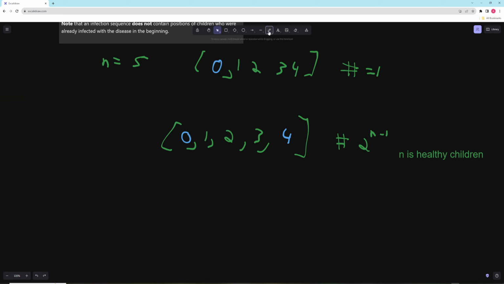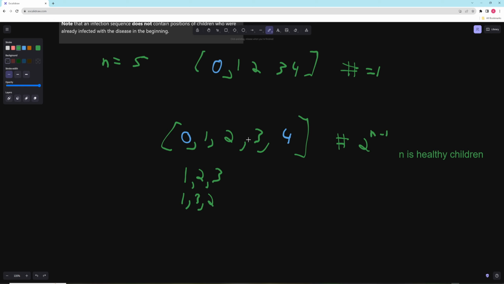So let's just verify this real quick. This would be 2 to the 3 minus 1, so it'd be 2 to the 2. So we should have 4 combinations. So let's see. In the beginning, we can either pick 1 or 3. If we pick 1, then we can pick 2 or 3. So we can have 1, 2, 3, or we can have 1, 3, 2.